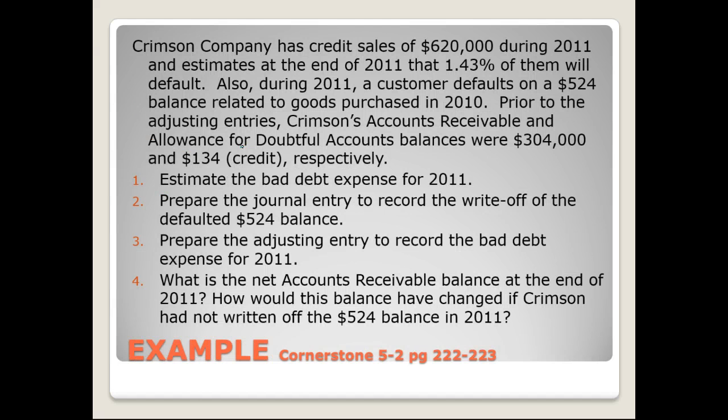We've got Crimson Company. During 2011, they had credit sales of $620,000. Now, based on management predictions and their history, they estimate that 1.43% of them will default. In addition, during 2011, there was a customer that defaulted on $524 of an invoice that was related to goods purchased in 2010. We also get a little bit of information on the balances in Crimson's accounts receivable and the allowance for doubtful accounts, which we will use shortly.